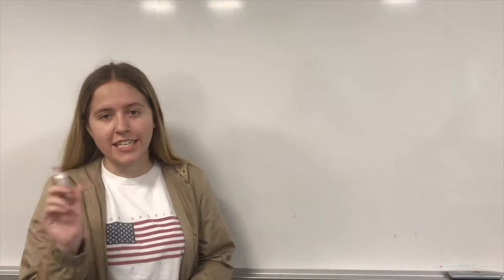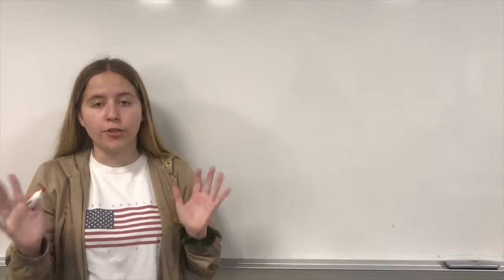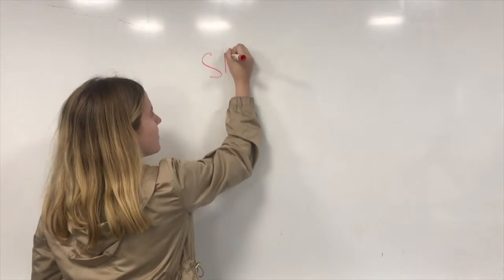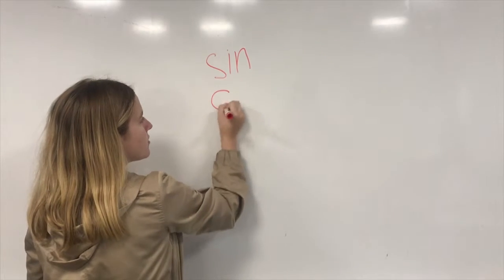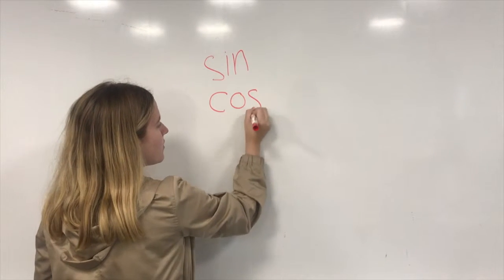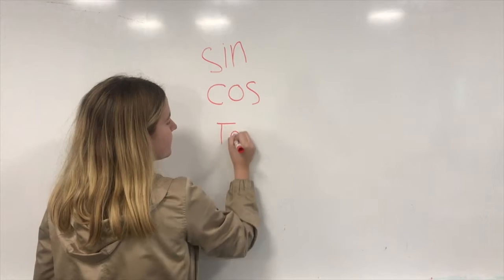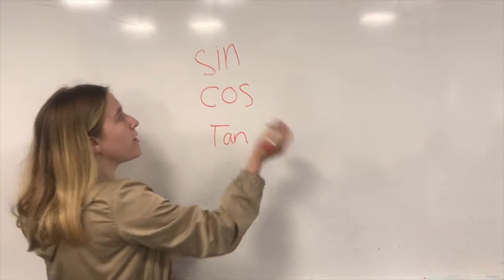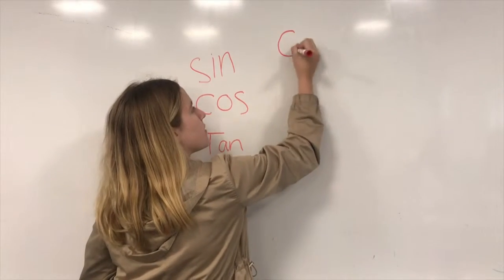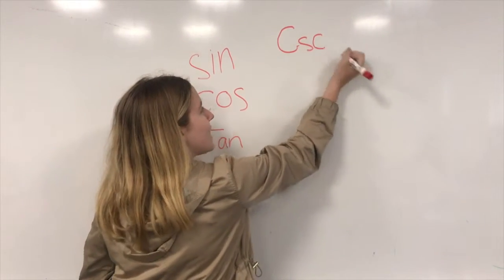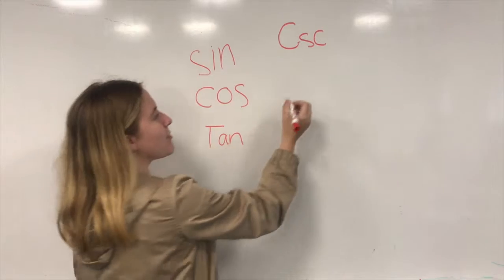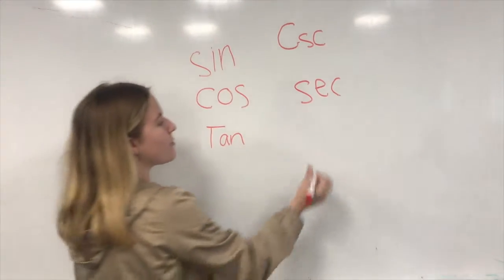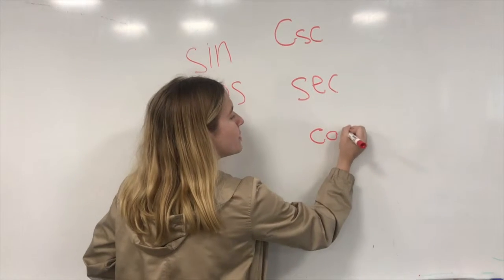Today I'm going to show you the 6 trigonometric functions. First, there are 3 main ones: sin, cos, and tan. The other 3 are its reciprocals. For sin, it's going to be CSC. For cos, it's going to be SEC. And for tan, it's going to be COT.